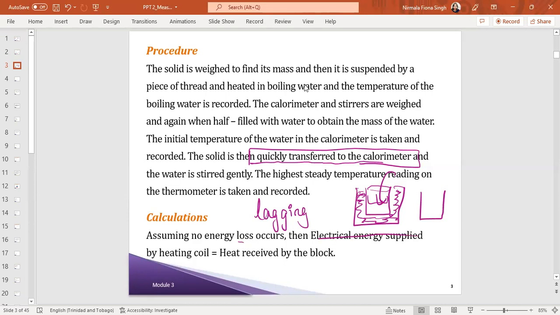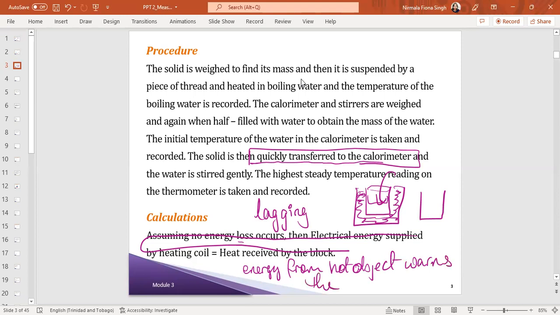They mixed this up here. I will fix this. There's no energy loss. What we're going to assume is that all the energy from the hot object is used to warm the cold water. So if you want, you can say all the energy from your hot object warms the cold water.